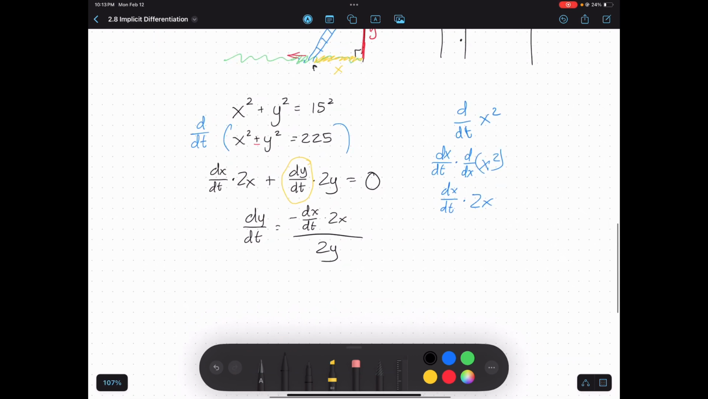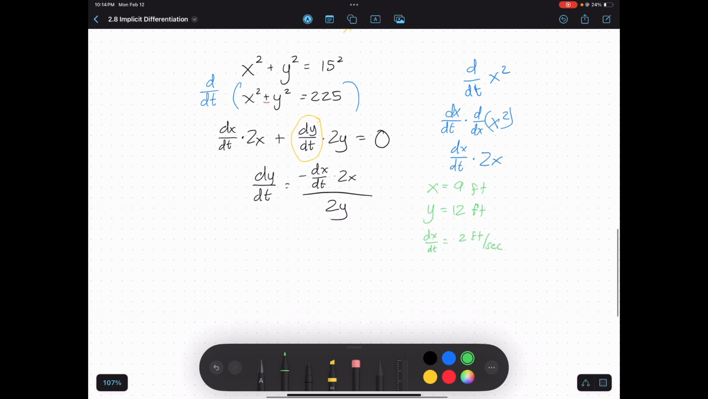So let's say I gave you these values. Let's say we're paying attention to when x is 9 feet. So when the ladder is 9 feet away from the house, 12 feet up in the air, sorry, not 15 feet, 12 feet. Oh my goodness. And when the base is moving 2 feet per second away from the house.